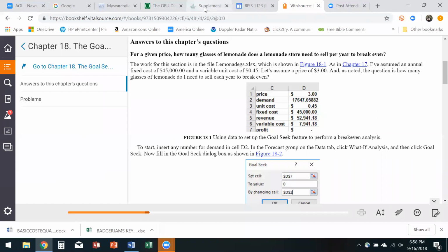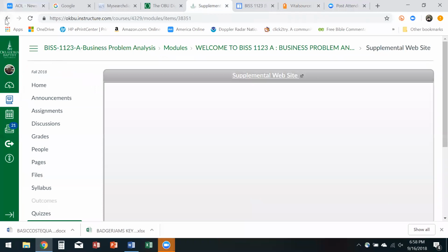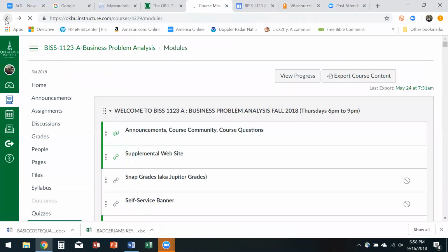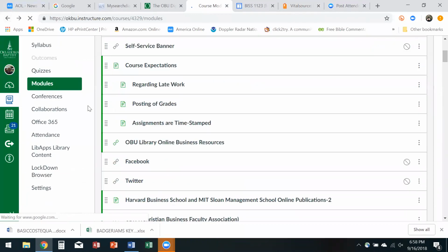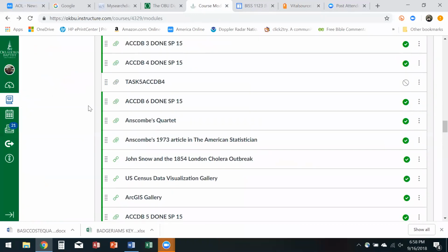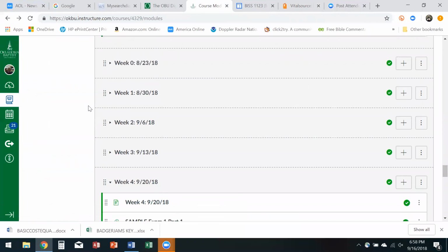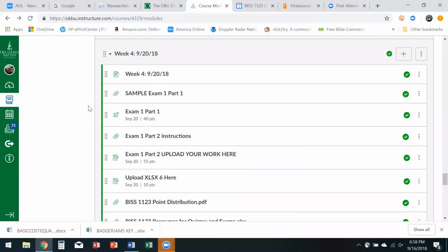And again, let me come back over here and make sure that I tell you what we've got going on. We're going to come down here, module 4. Don't forget now, you've got exam 1, part 1, and I give you a sample exam to look at. Then exam 1, part 2, I say take Badger Jams and change some of these costs and so forth. Increments meaning increase, decrements meaning decrease, and show me what you got.